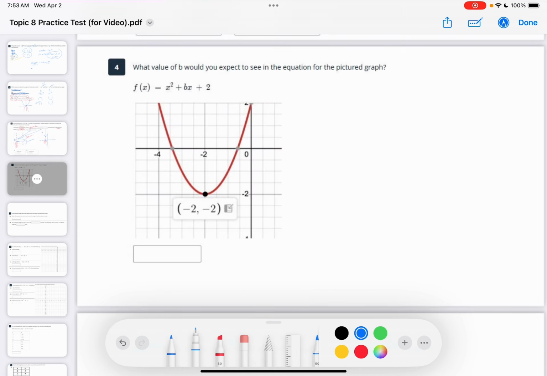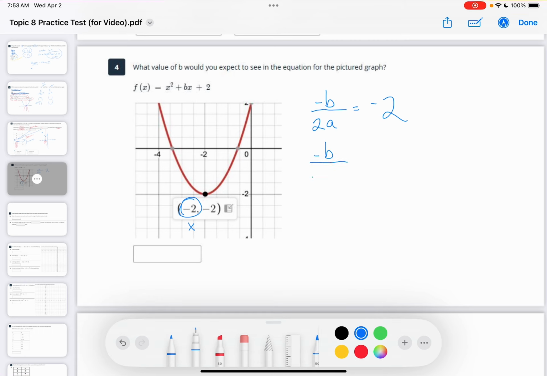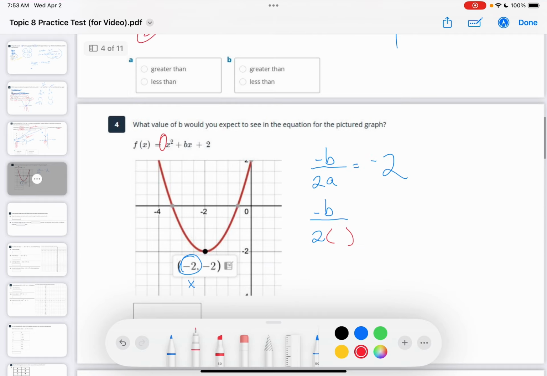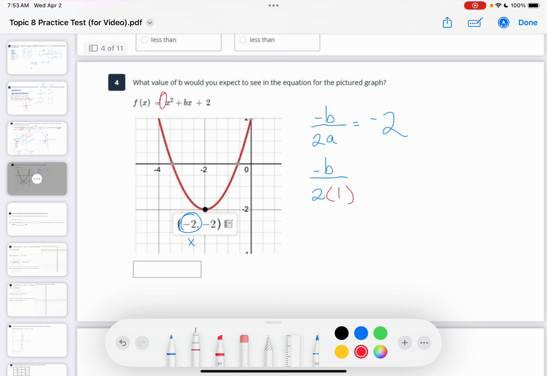All right, what value of b would you expect to see in the equation for the pictured graph? Again, we know what the vertex is. The x value of the vertex is -2. So when we use our equation for the x value of the vertex, which is -b over 2a, we know the result needs to be -2. That's our setup there. Now, what we also know is that my a value is 1. So I know that I have -b over 2 equals -2.